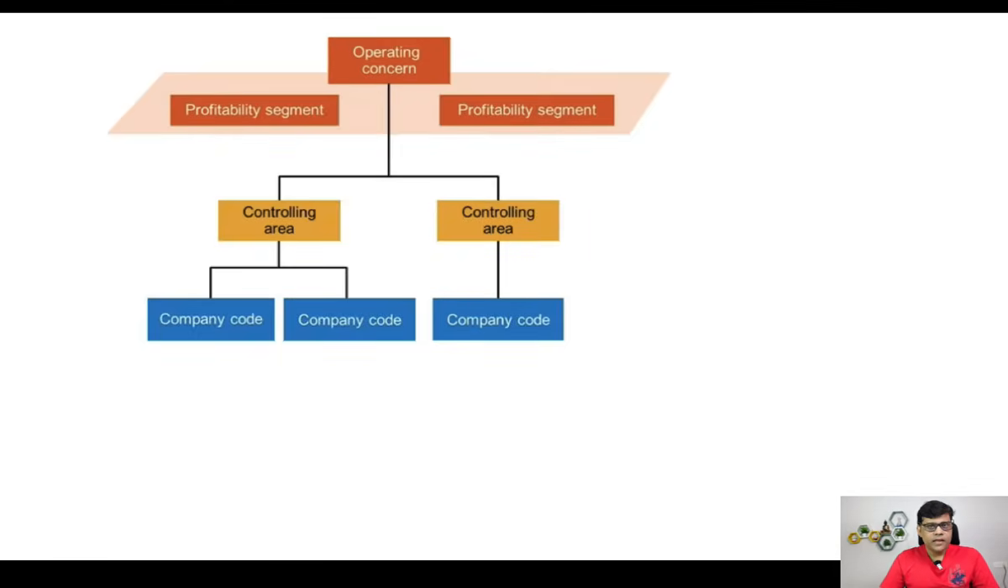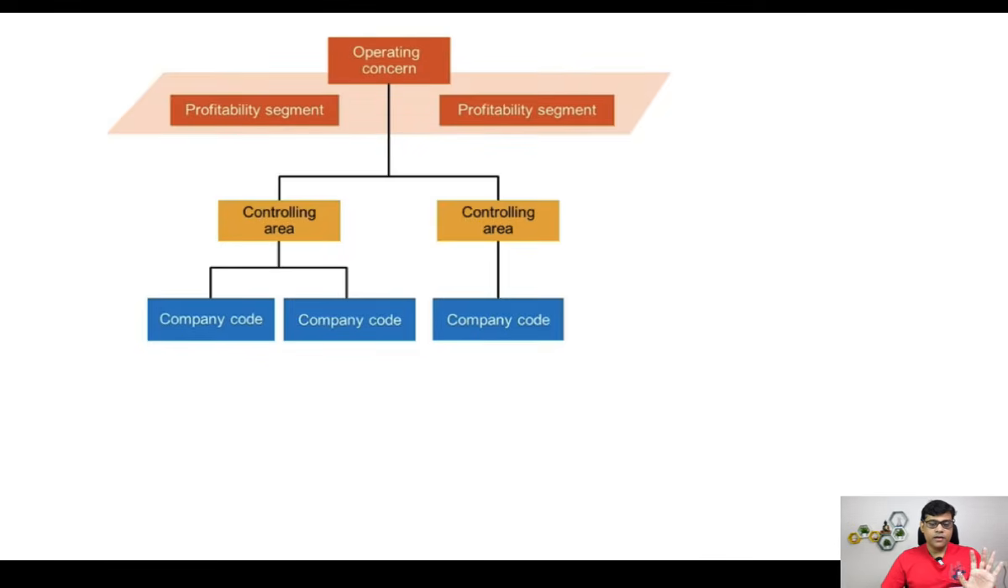When you join any company, whether they are going for SAP or XYZ, any application, their organization structure is very clear. So let's take an example of this organization structure. In this category, what we can see is that in the highest node we have something called the operating concern. This operating concern is required for your profitability report.